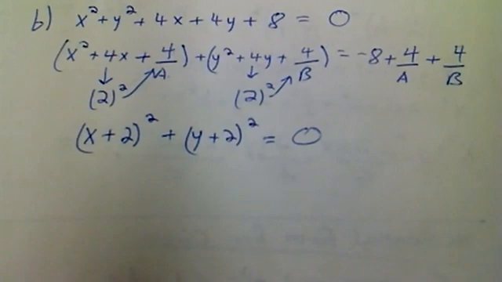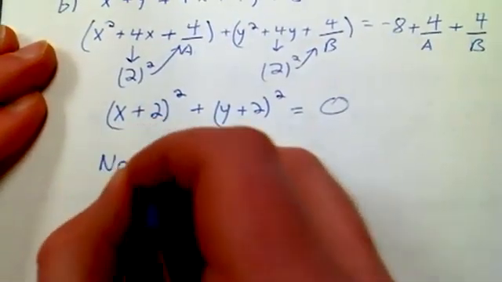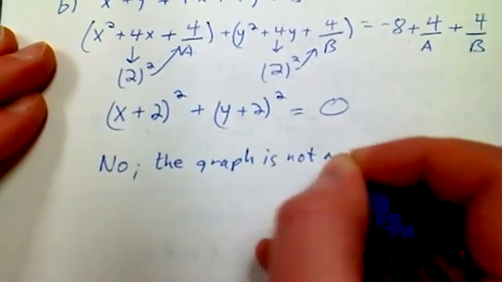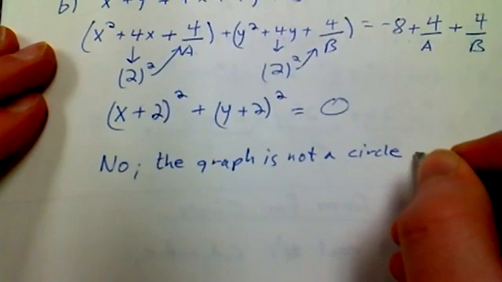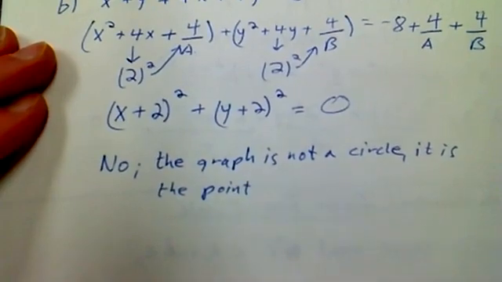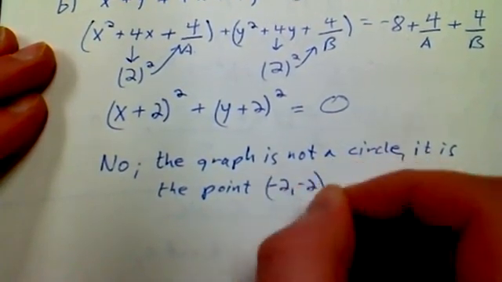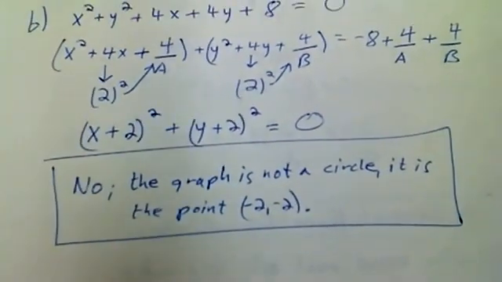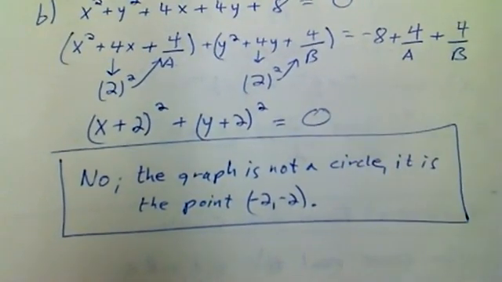So what is a circle with a radius of 0? Well, it's not a circle, it's a point. No, the graph is not a circle. It is the point negative 2, negative 2. Next, I want you to think about, and you'll see this in the homework, what if that was negative? That's the non-existent case. So that wraps up 2.2. Go through those. If there's any specific ones giving you trouble, make sure you ask me.